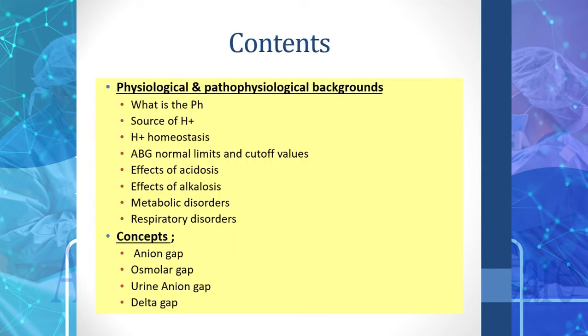The content of this lecture, which you will know after we finish, is not told in sequence. We will talk about what pH is, the source of hydrogen ions and hydrogen ion homeostasis, the EBG normal limits and cutoff values. We will speak about the effects of acidosis, the effects of alkalosis, metabolic alkalosis and metabolic acidosis, and we will discuss the respiratory disorders also, either alkalosis or acidosis, concepts which may be disturbing some of us. The anion gap, osmolar gap, urine anion gap, and delta gap will be discussed also.